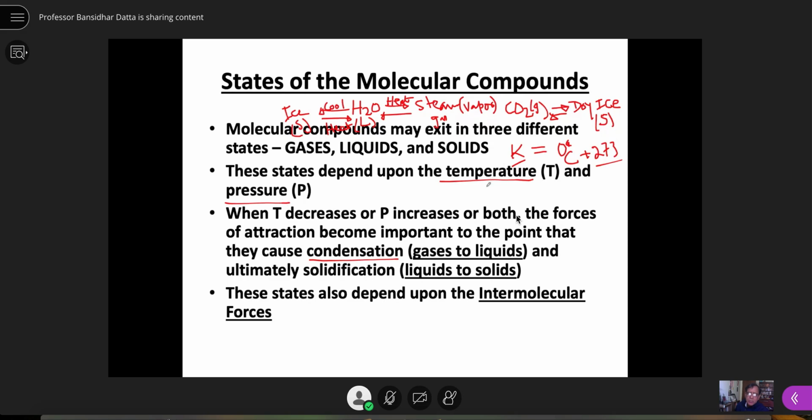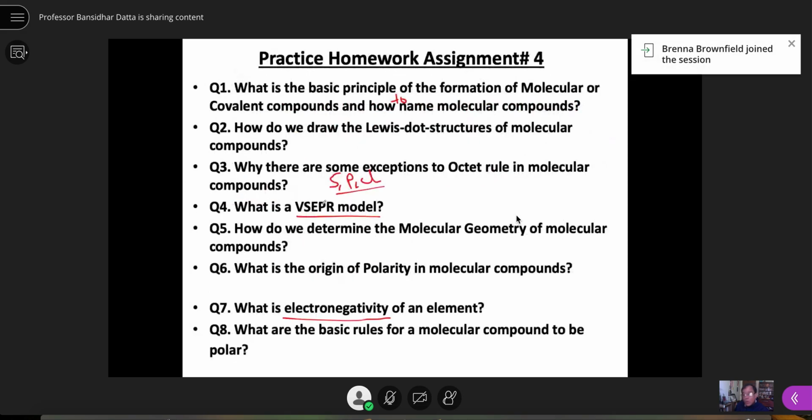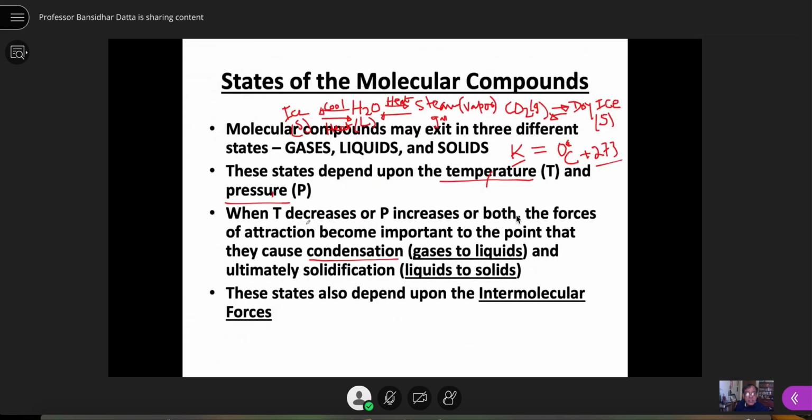Temperature and pressure. So now, when temperature decreases, cooling happens, or pressure increases. You can increase the pressure or do both.